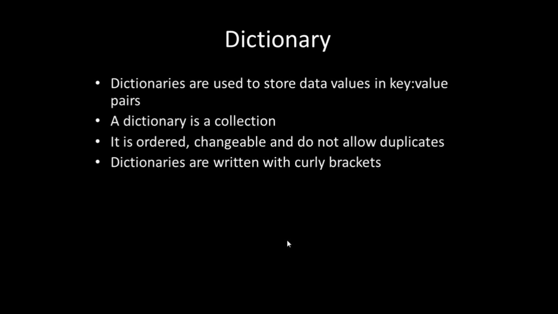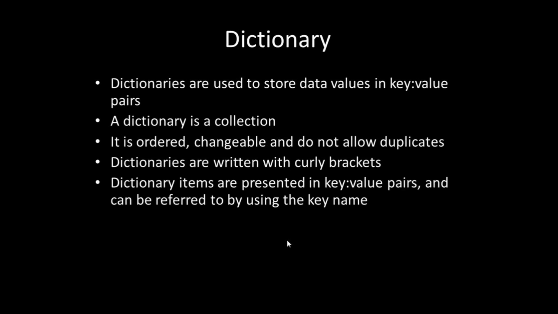Dictionaries are written with curly brackets, and dictionary items are presented in key value pairs and can be referred to by using the key name. Now let's write simple code on defining the dictionary and how to access the values of particular keys.